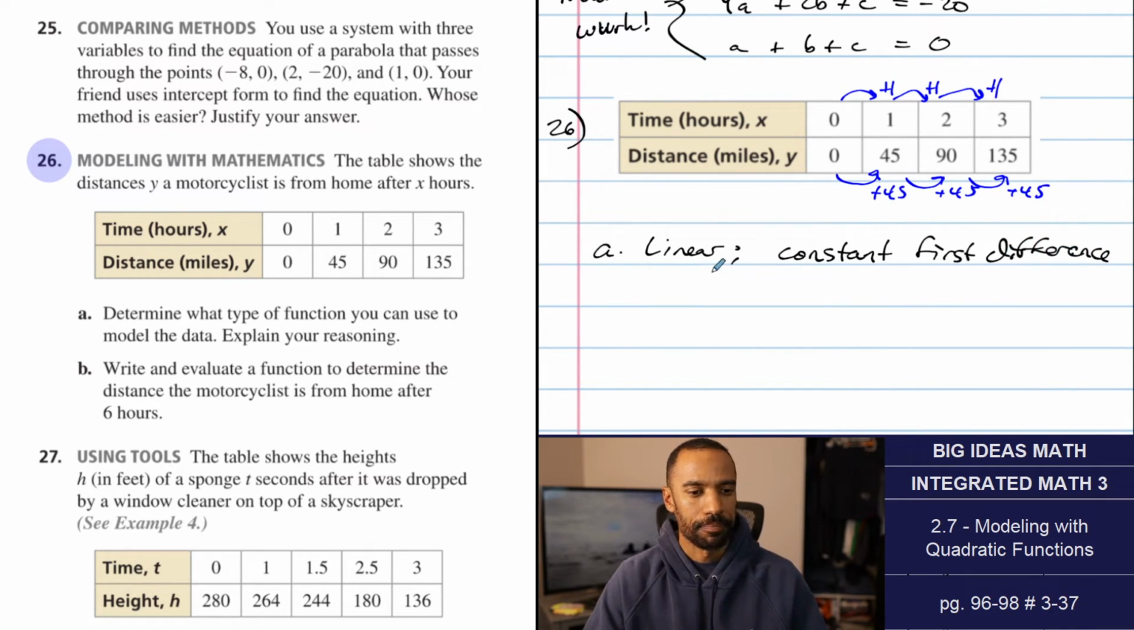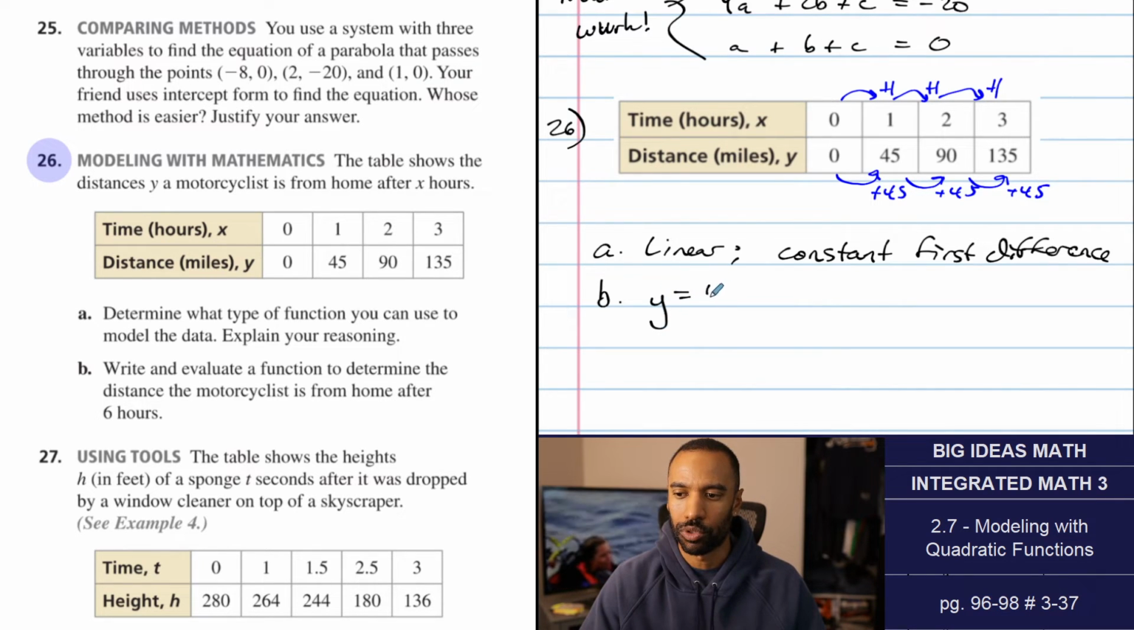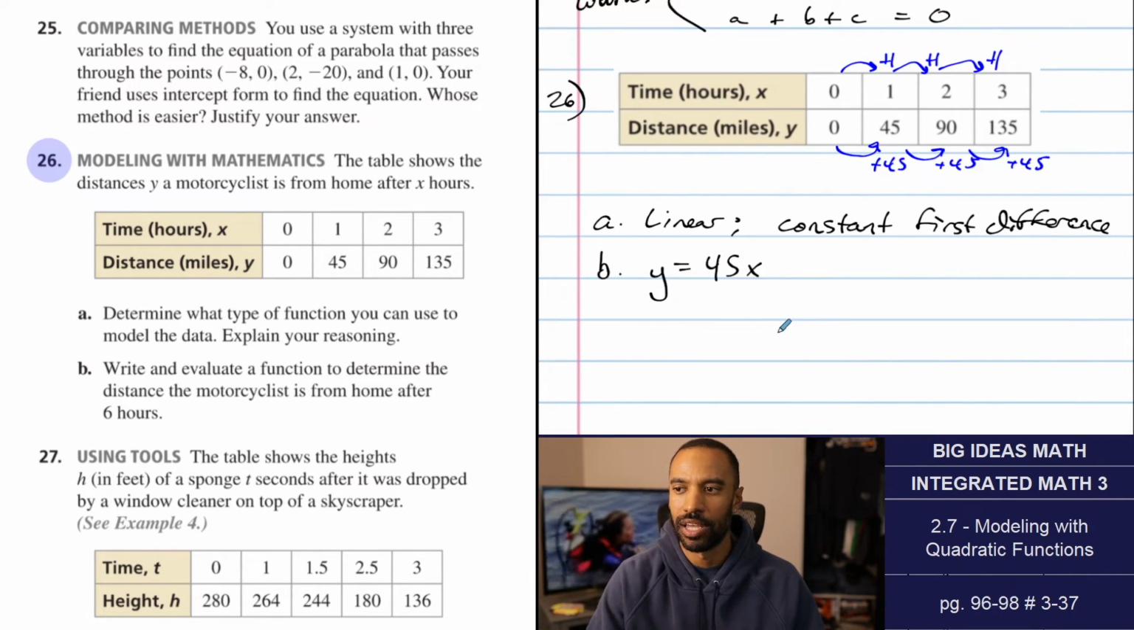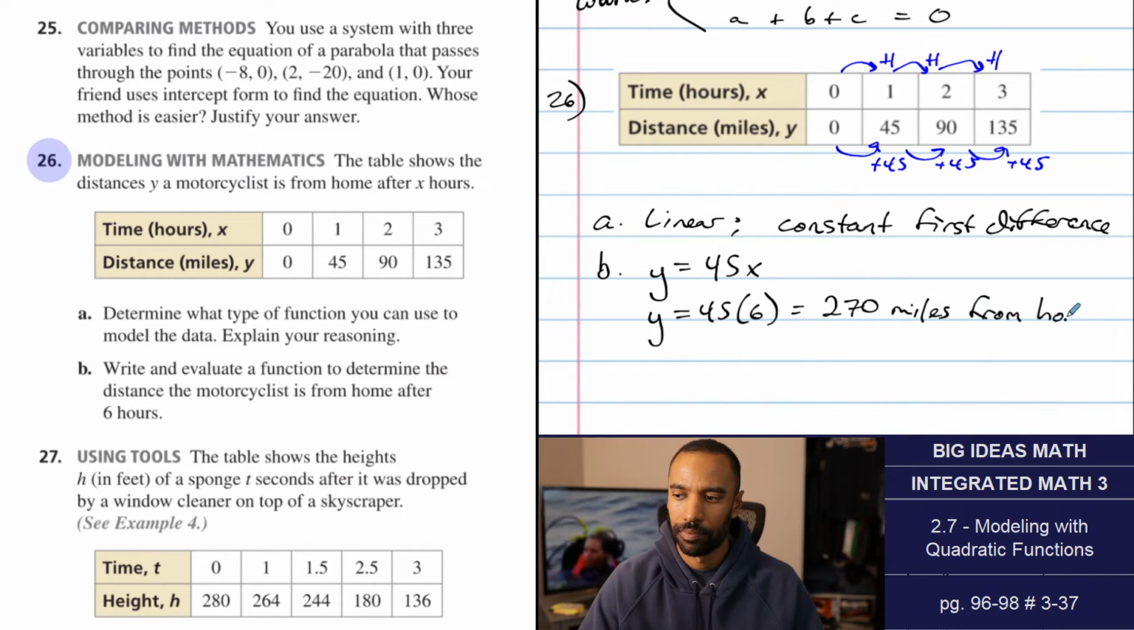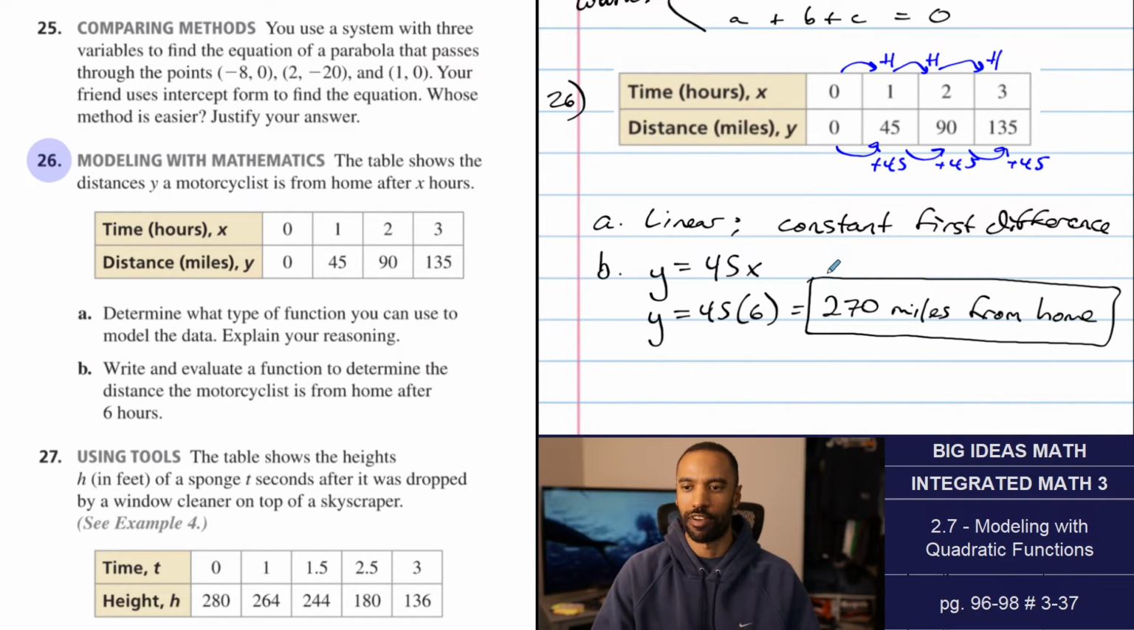Okay, part B. Write and evaluate a function to determine the distance the motorcyclist is from home after 6 hours. Well, the equation is going to be y equals 45x. The slope is 45, up 45 over 1. The y-intercept is 0. So y equals 45x. 6 hours, you plug in 45 times 6. If only each problem were this easy, we'd get 270 miles from home. Yeah, motorcyclist traveling at a constant rate, 45 miles an hour.